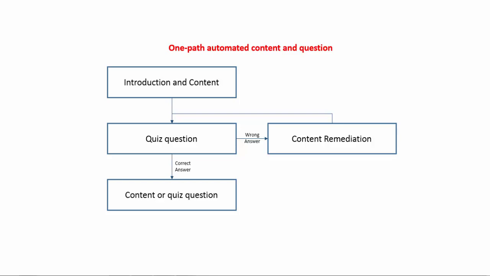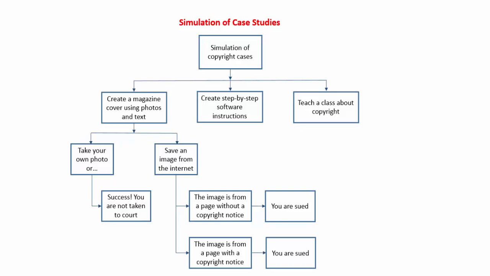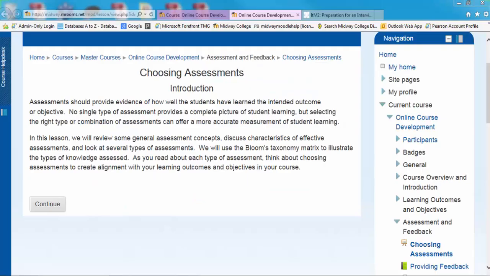Here's an example of a one-path automated content and question. Here's where you would introduce your content, ask a quiz question. If they got the wrong answer, you can remediate and review the material, re-ask the question, and then move forward in the lesson. Other useful and fun ways to design your lesson are using role play or simulation of case studies. There are lots of ways to design a lesson activity.